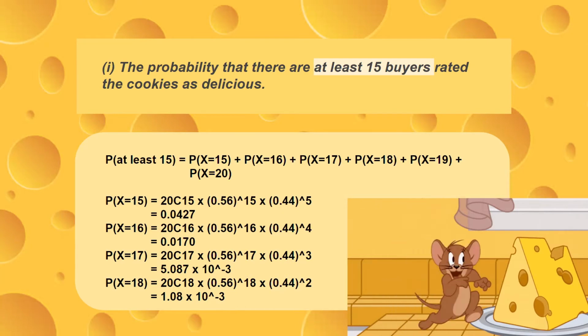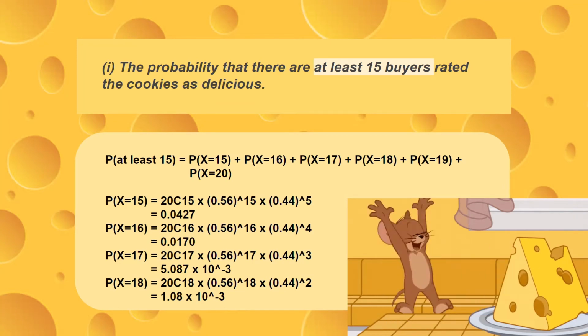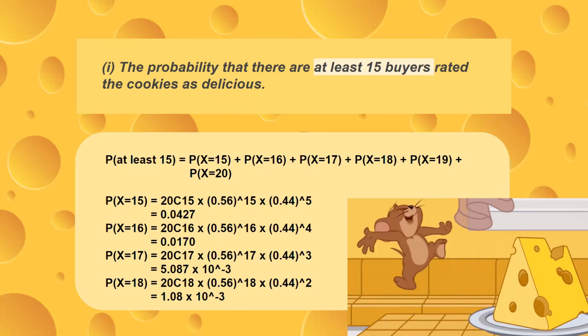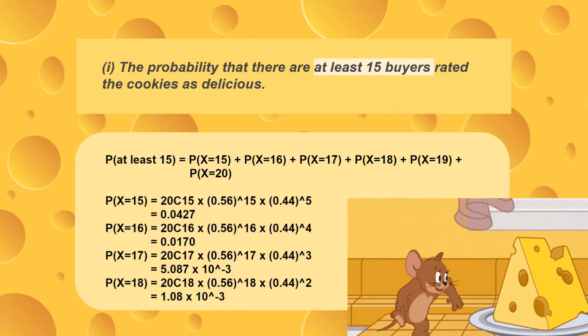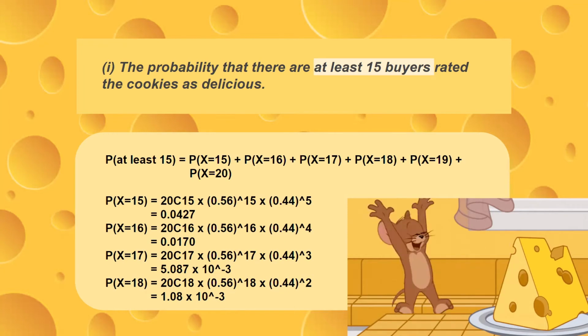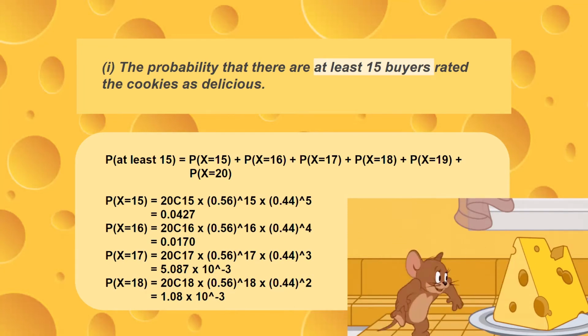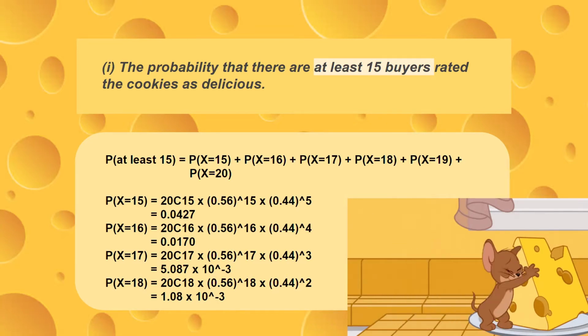The probability that there are at least 15 buyers rating the cookies as delicious. What does it mean by at least 15 buyers? At least 15 buyers means we need to find the probabilities from P(X=15) until P(X=20). After we get all the values, we just sum them up together to get the final result. The first one, P(X=15), equals 20 choose 15 times 0.56 to the power of 15 times 0.44 to the power of 5.